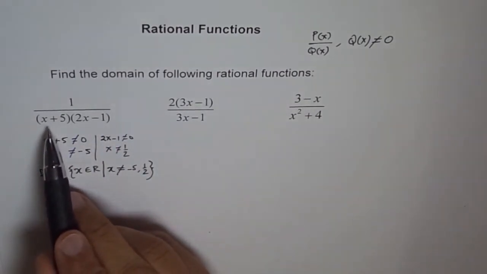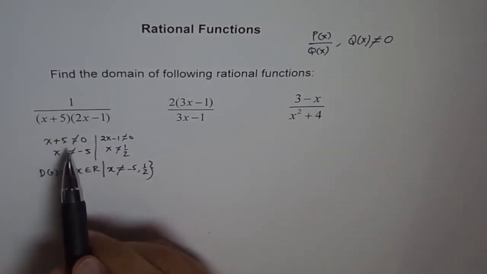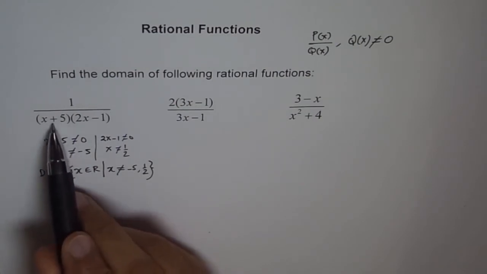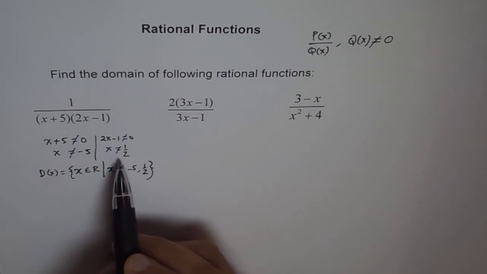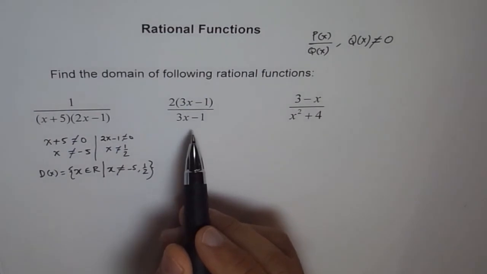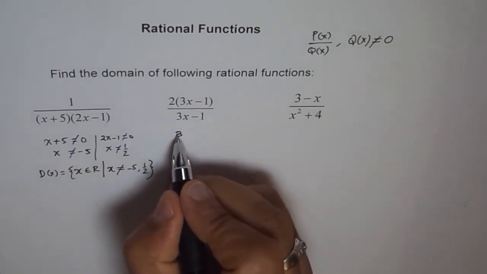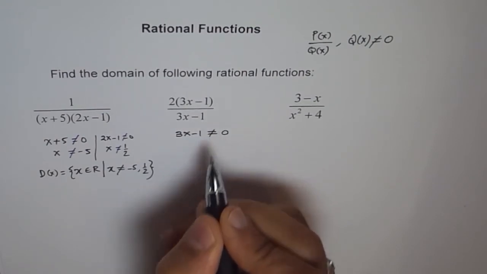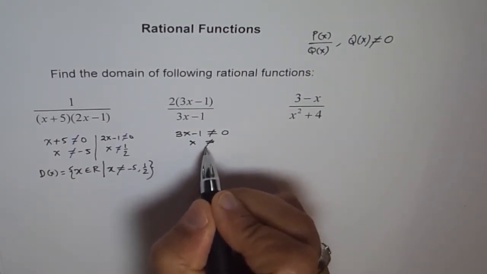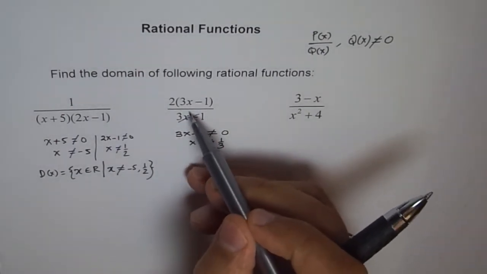Cancelling out means that instead of a vertical asymptote, we have a hole at that point. In the first expression, we have two vertical asymptotes, because that restriction leads to vertical asymptotes. So we have a vertical asymptote at x equals minus 5 and another one at x equals half. In this case, we don't have a vertical asymptote, but we have another kind of discontinuity. This discontinuity is at x equals 1 over 3, because 3x minus 1 should not be equal to 0. That means x should not be equal to 1 over 3. These are common factors, so they can be cancelled out.